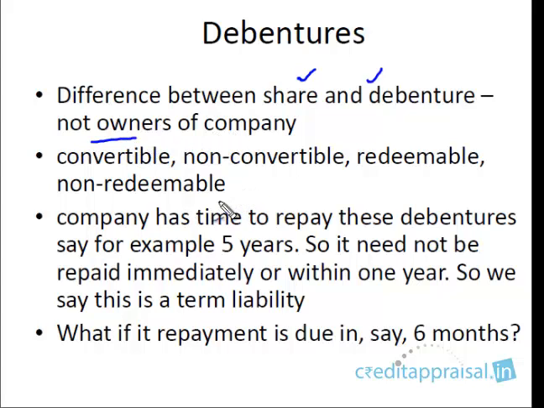There are various types of debentures. You need not be concerned too much about it. There will be convertible, non-convertible, redeemable, non-redeemable. You need not be worried about it. I'm just mentioning it for the sake of knowledge.